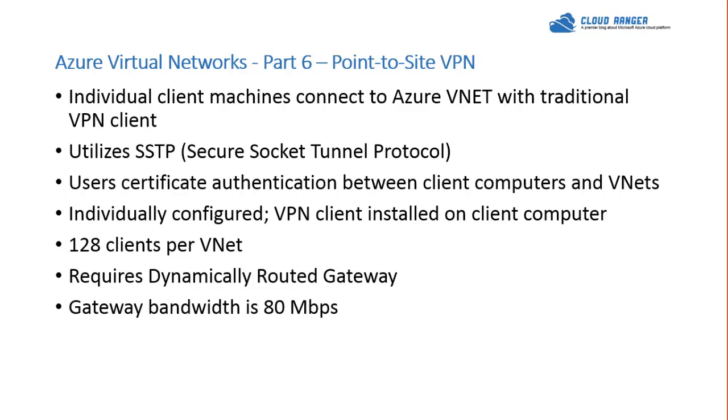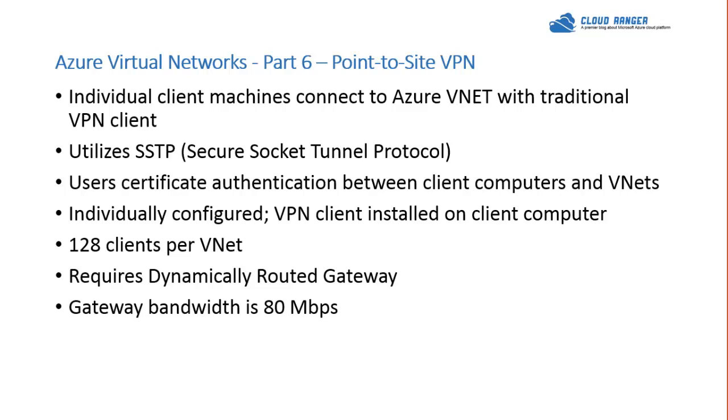It uses SSTP, the Secure Socket Tunneling Protocol, for this VPN tunnel. The authentication is done by user certificate, and we'll go into details on this when we go hands-on. You'll be creating self-signed certificates to make this happen. The clients are individually configured, so if you have 10 client computers, you will be configuring this 10 times, and installing that software 10 times on all of these client computers. Currently, there can be 128 clients per virtual network that you create on Azure. If you need more than that for whatever reason, you'll have to create a separate VNet and do all of that.